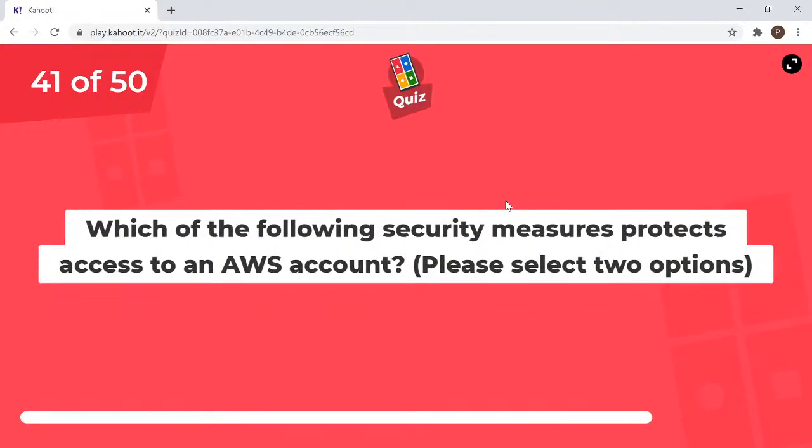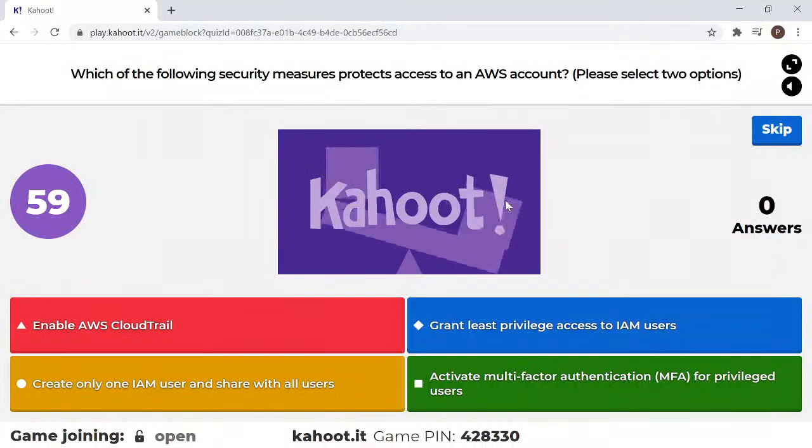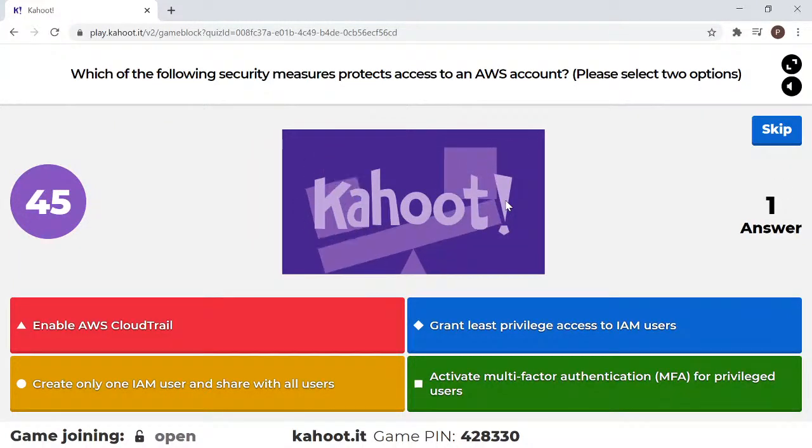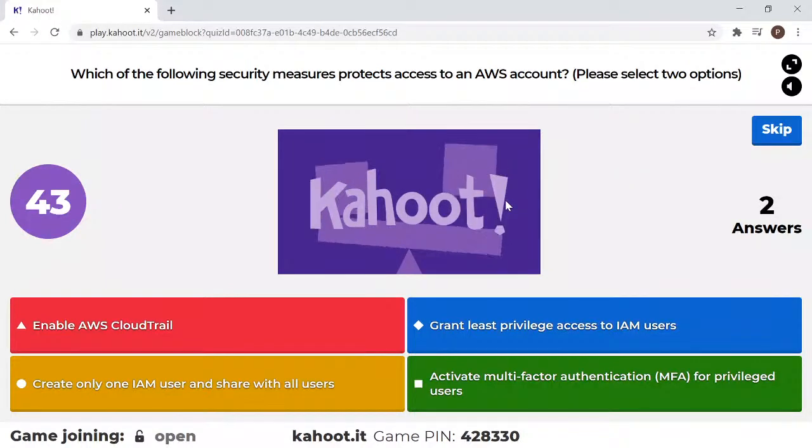This is a multi-select question. Select two options. Which of the following security measures protect access to an AWS account? Enable CloudTrail, grant least privilege access to IAM users, create only one IAM user and share it with all users, activate multi-factor authentication for privileged users.